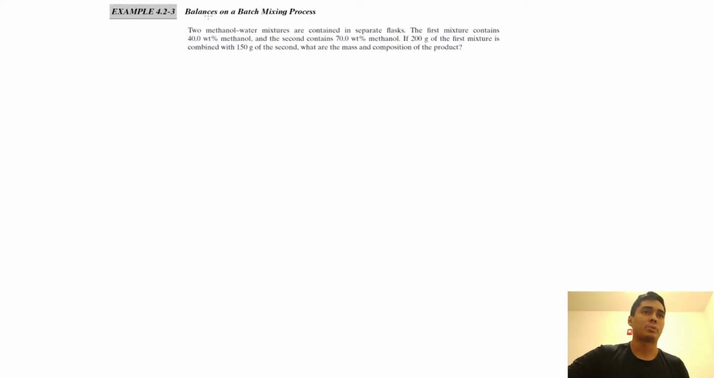So in this example, we have a batch mixing process. Two methanol water mixtures are contained in separate flasks. The first mixture contains 40% by weight of methanol. The second one contains 70% by weight of methanol. 200 grams of the first mixture is combined with 150 grams of the second. What are the mass and composition of the product?